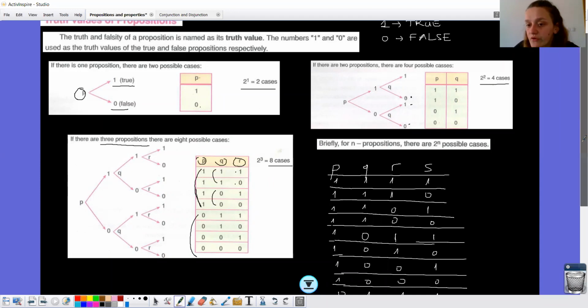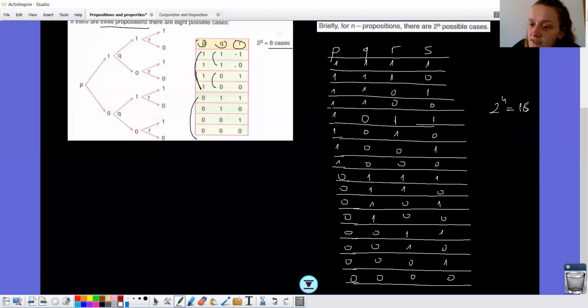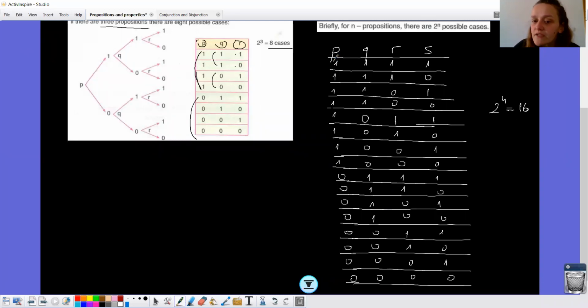Here, I wanted to show you if we have 4 prepositions, how many possible cases we'll have. 2 to the power of 4, which is 16. So we'll have 16 possible cases. Because of that, I'm writing here 16 places. So for the first proposition, I will write half of 16, which is 8 ones, 8 zeros. Then for the second proposition, half of it is 4 ones, 4 zeros, and again 4 ones, 4 zeros. For the third proposition, half of it, 2 ones, 2 zeros. And for the fourth one, 1 1, 1 0. Okay?